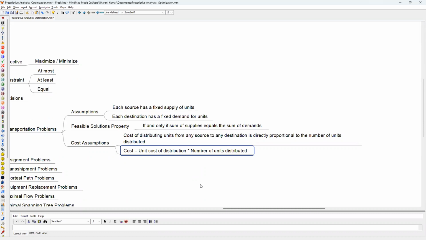So any transportation problem must satisfy these things: these assumptions, the feasibility solution, the cost assumptions. Only then can you proceed further.